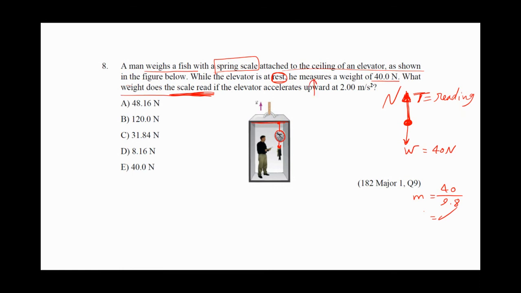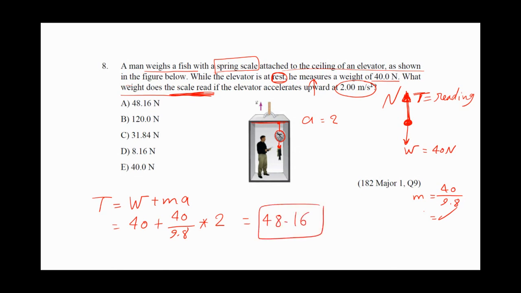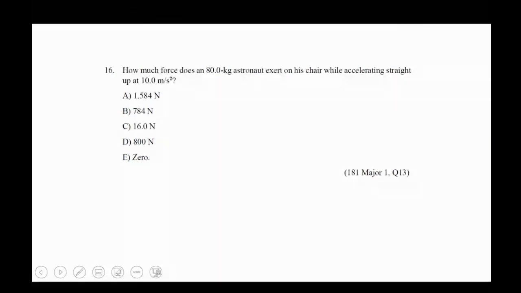If it accelerates upward at acceleration 2, I have the acceleration upward and it's 2. He needs the reading. The reading, T or N or whatever, equals the weight plus mass times acceleration. The weight is 40 Newton, the mass is 40 divided by 9.8, the acceleration is 2. So it will be around 48.60. So in all the cases, the reading will be more than the exact reading.